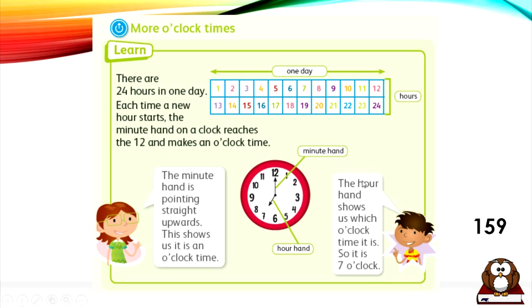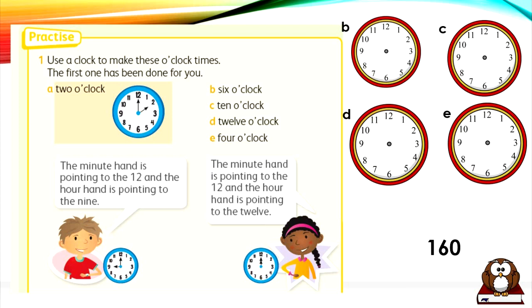Okay, the hour hand or the small hand shows us which o'clock time it is. Okay, so if the small hand or the hour hand is on 7 and the big hand or the minute hand is on 12, in this case what time is it? It is 7 o'clock. Okay, good.